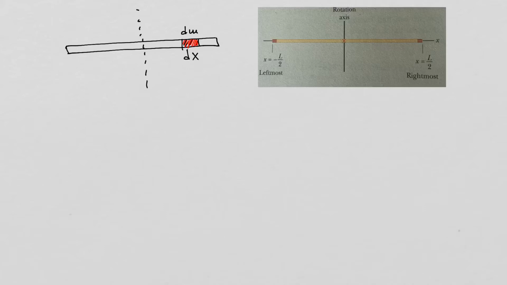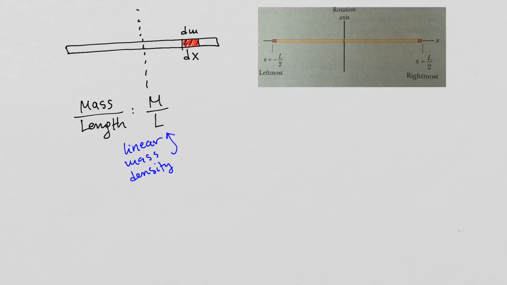The next thing that I need to consider is the mass per unit length of the rod. So the mass per unit length of the rod is simply the mass of the rod divided by the length of the rod. And this is something that's called a linear mass density. And so the linear mass density is a constant for the rod, since this is a uniform rod. So that means that if I divide the mass of the small element dm by the length of the element dx, that is also the linear mass density of the rod.